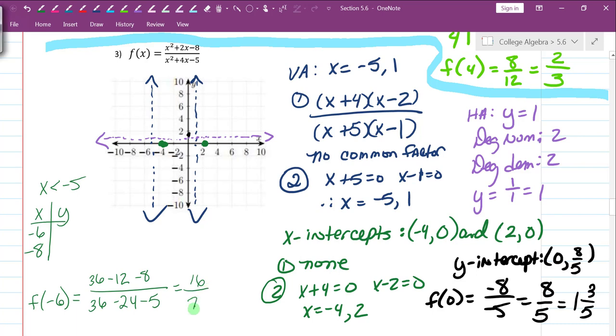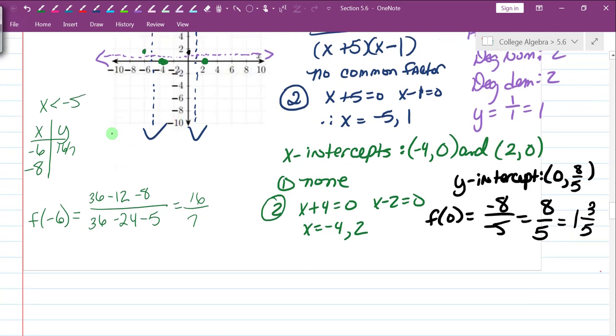And then 16 divided by 7 is 2.3, and that's positive. So 16 sevenths. So negative 6, and then a positive 2.3. So that is going to be right about here. Okay, and then the next thing I need to do is evaluate at negative 8. And that probably is going to be way down in here, but we'll go ahead and do the math to make sure.